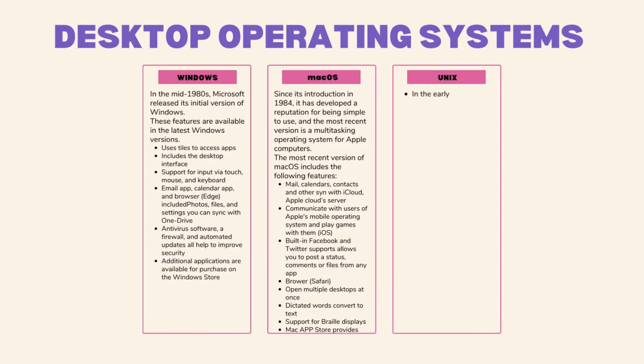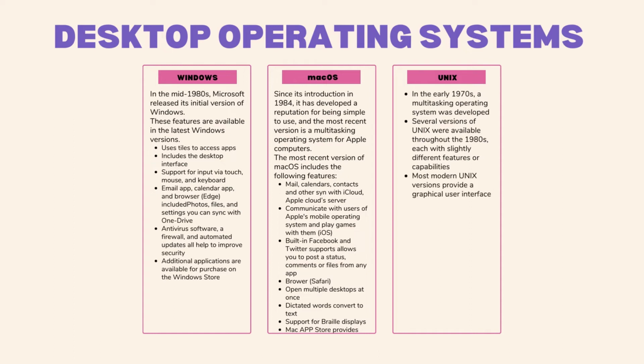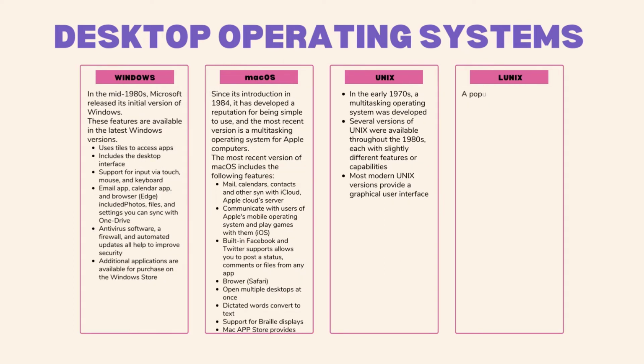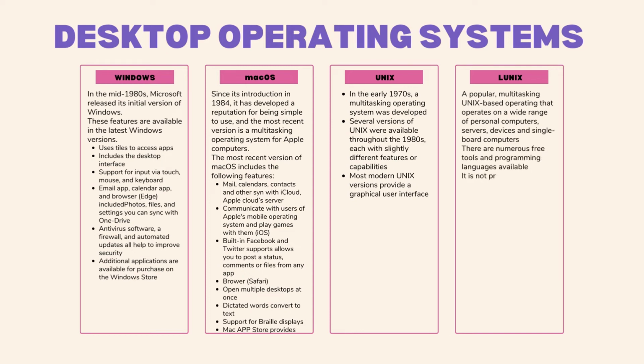Unix. In the early 1970s, a multitasking operating system was developed. Several versions of Unix were available throughout the 1980s, each with slightly different features or capabilities. Most modern Unix versions provide a graphical user interface. Linux. A popular, multitasking Unix-based operating system that operates on a wide range of personal computers, servers, devices, and single-board computers. There are numerous free tools and programming languages available. It is not proprietary software, but rather open-source software, in which the source code is freely available for use, modification, and redistribution.